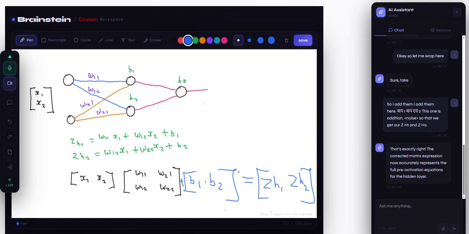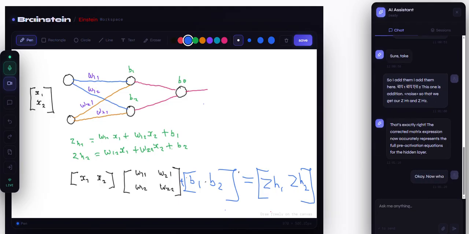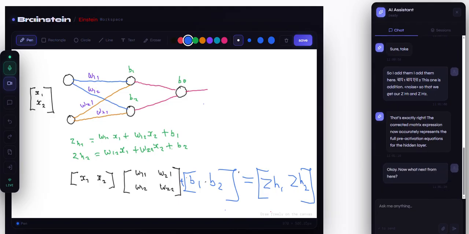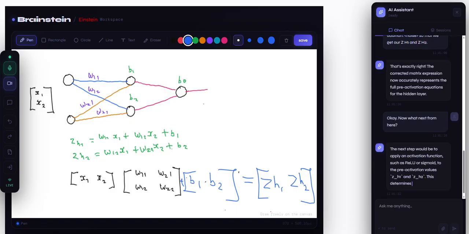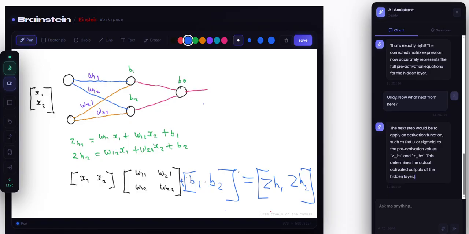Okay, now what next from here? The next step would be to apply an activation function, such as ReLU or sigmoid, to the pre-activation values ZH1 and ZH2. This determines the actual activated outputs of the hidden layer.